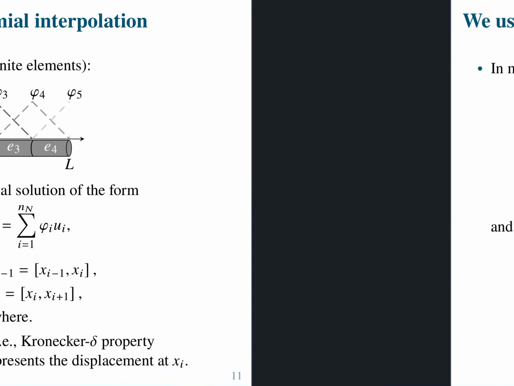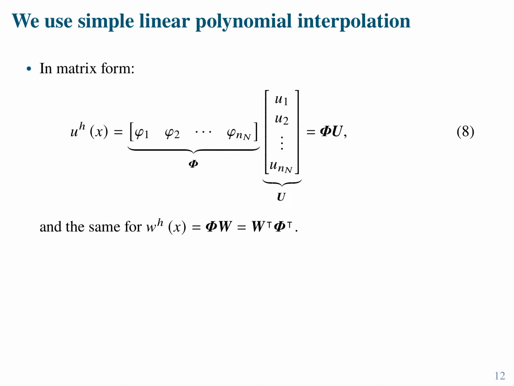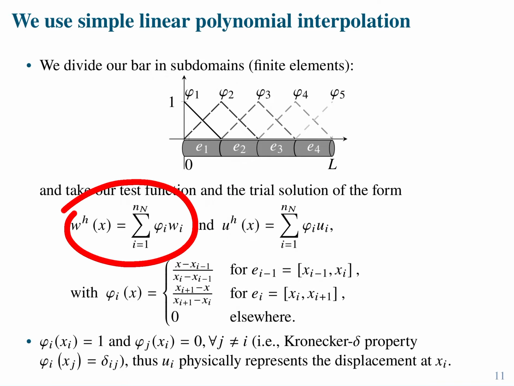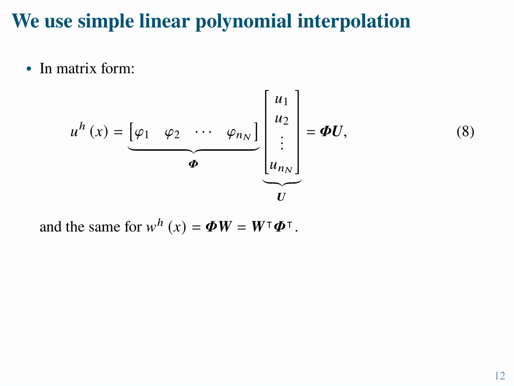Okay. So how do we do the number crunching? Well, now that we decided I'm going to express my trial solution this way and my test function that way, it's simply a matter of doing some number crunching. So we use matrices and vectors to put all of these together in a nice way.